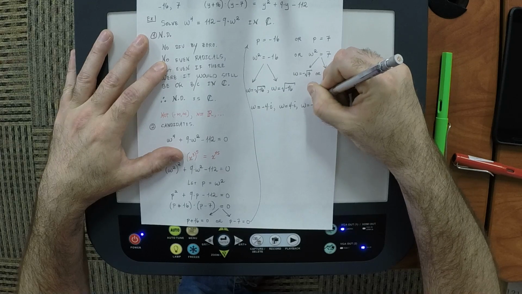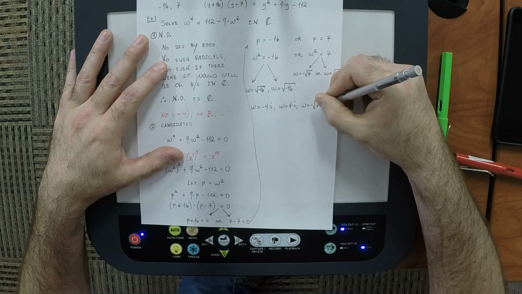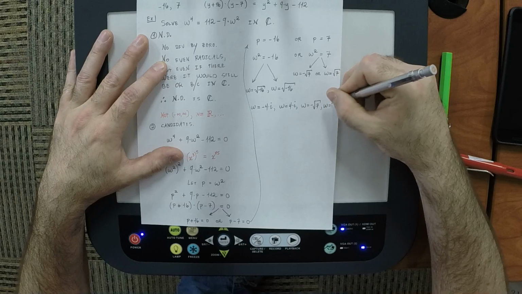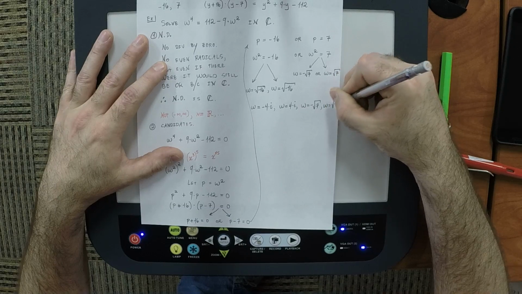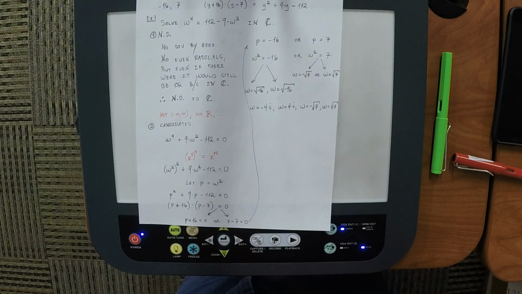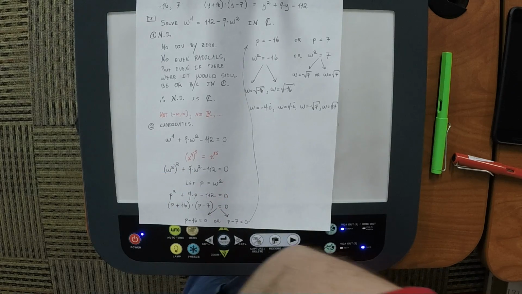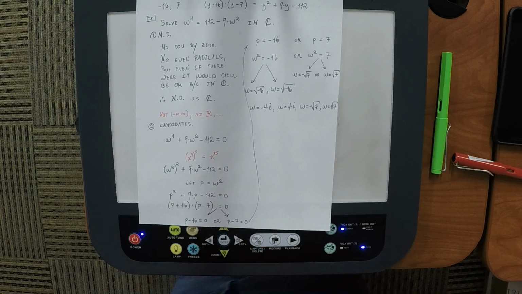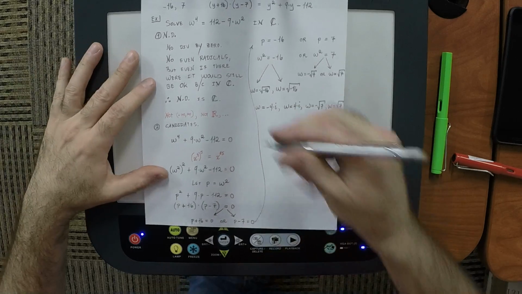negative square root 7, and positive square root 7. So we have 4 candidates. 4 different candidates. That's interesting. This is the first time in this class where there's been more than 2 candidates. Okay, so here's 4 of them. Now we need to start making exclusions.